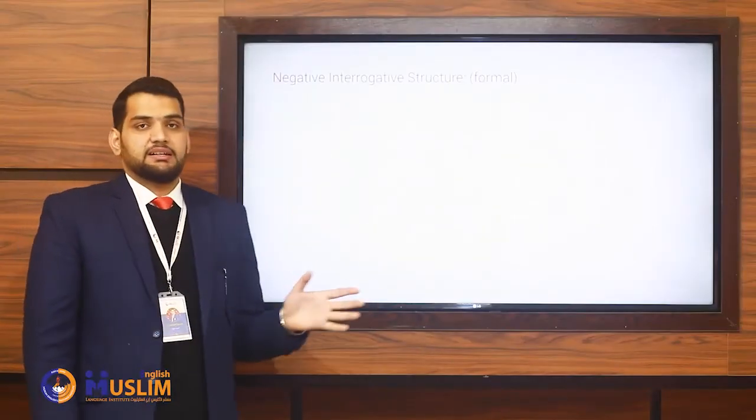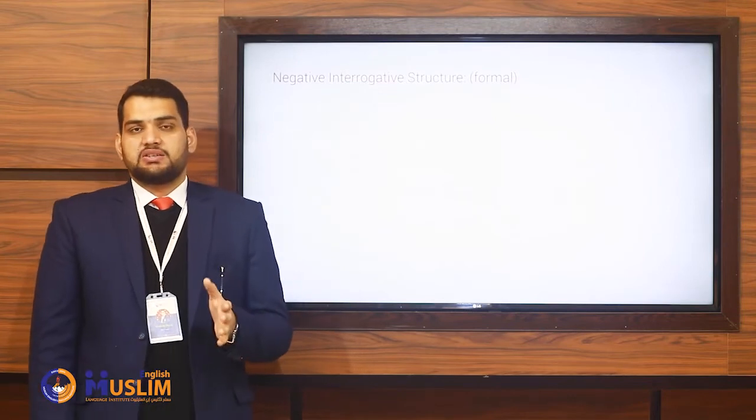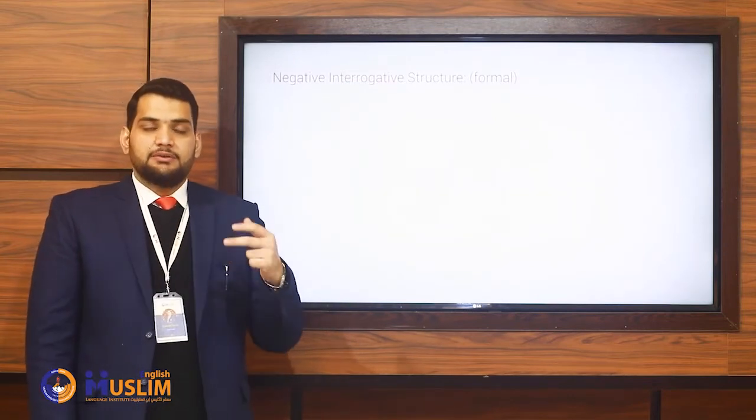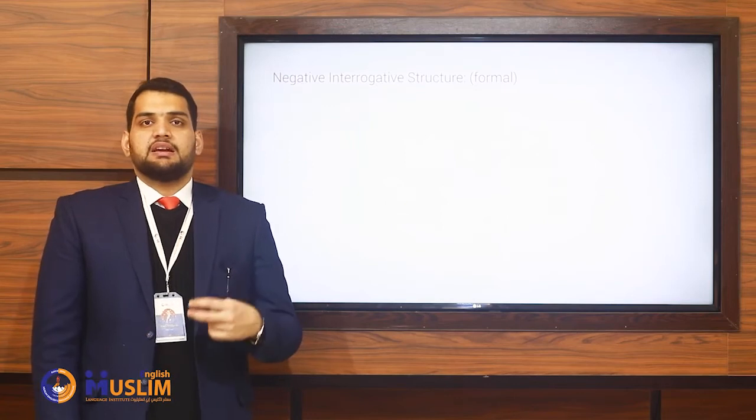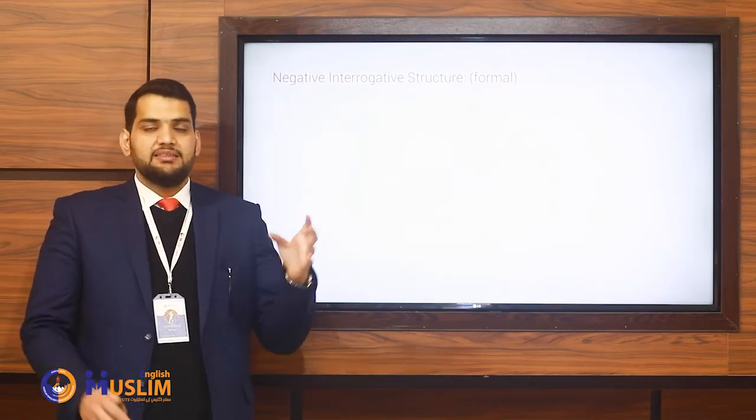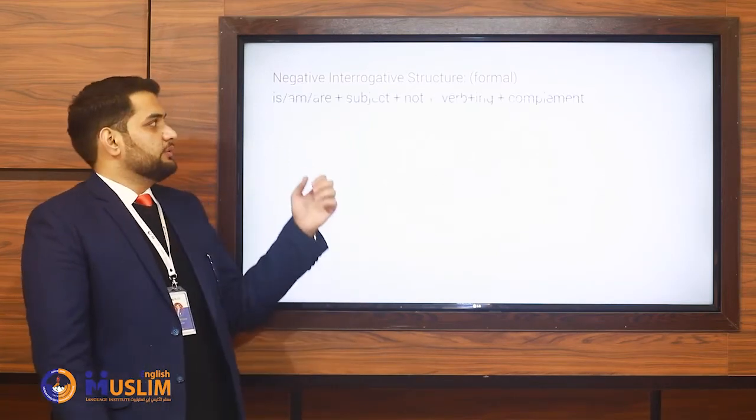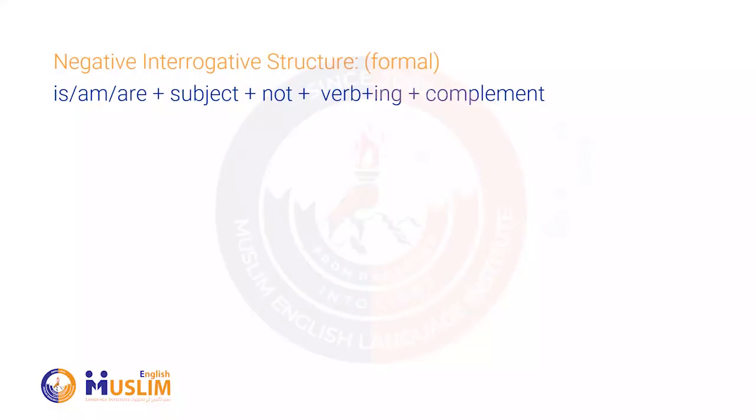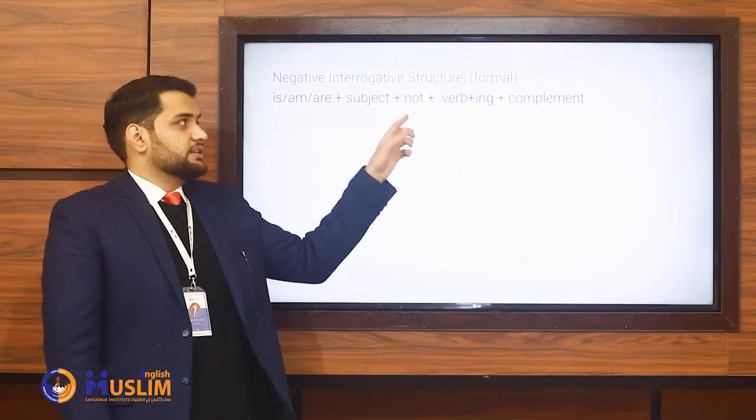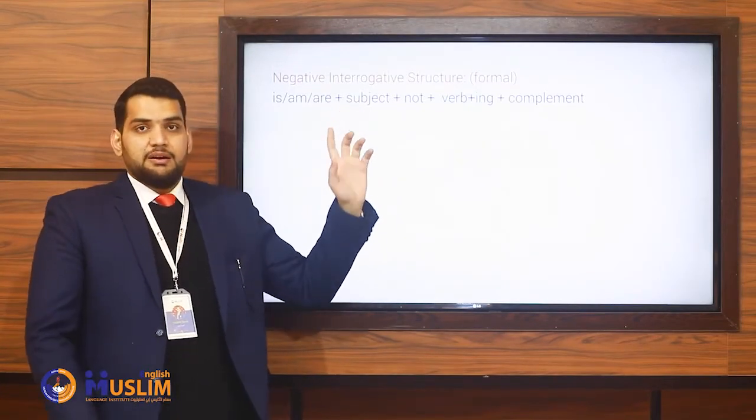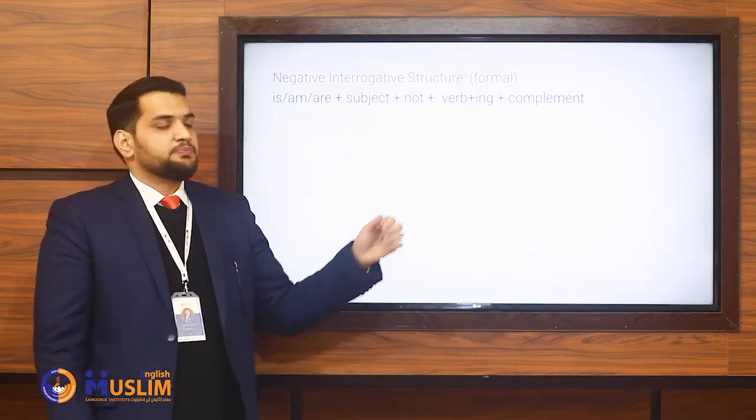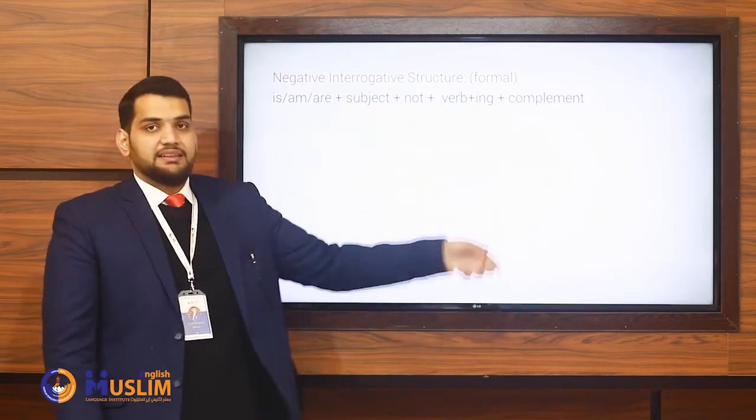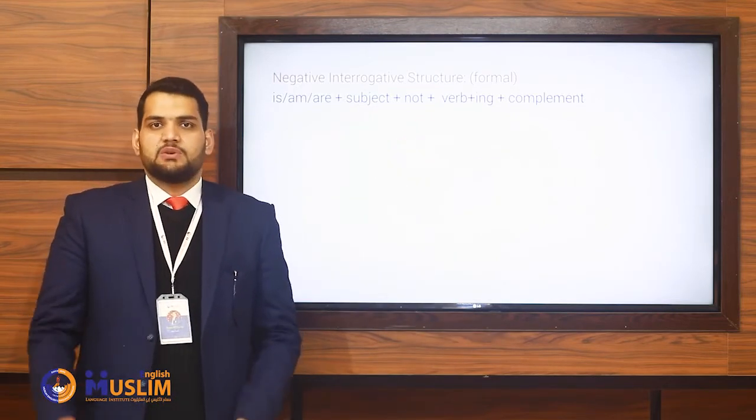Now, as I told you earlier that the second interrogative structure is negative interrogative. Now, negative interrogative, as you all know, has two types, the formal one and the informal one. So let's talk about the formal one first. So what do we do in the formal one? We use the helping verbs before the subject, but not is used after the subject. It's incorrect to use not before the subject when there is no contraction. So then we use verb ing and then the complement and of course at the end we use a question mark.